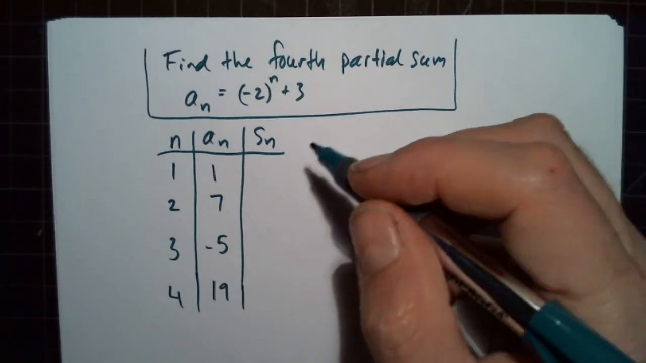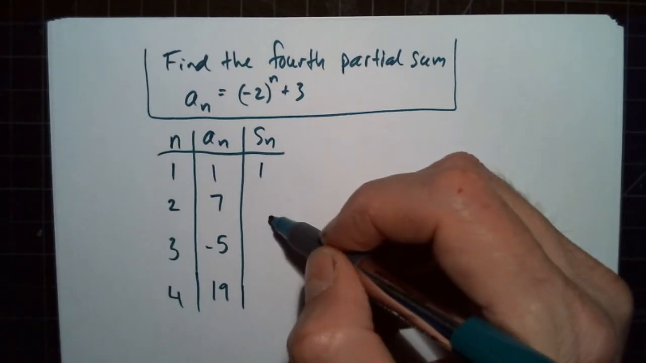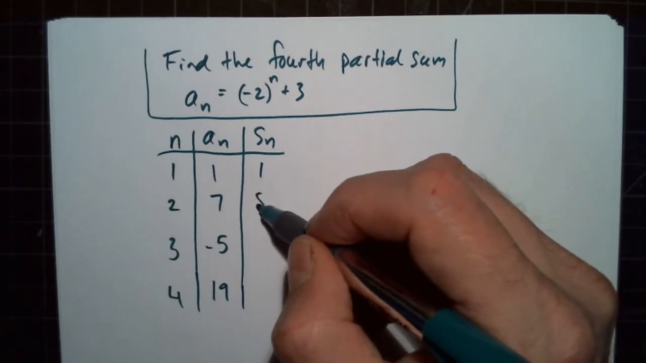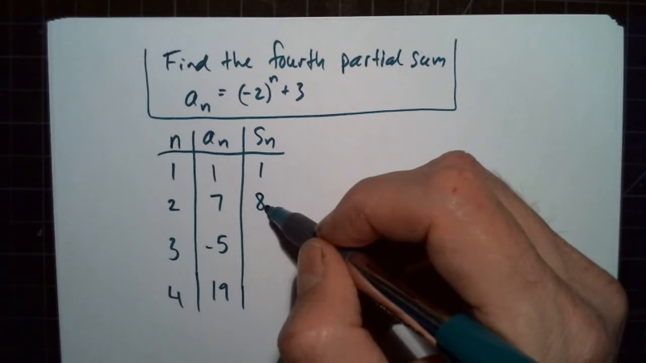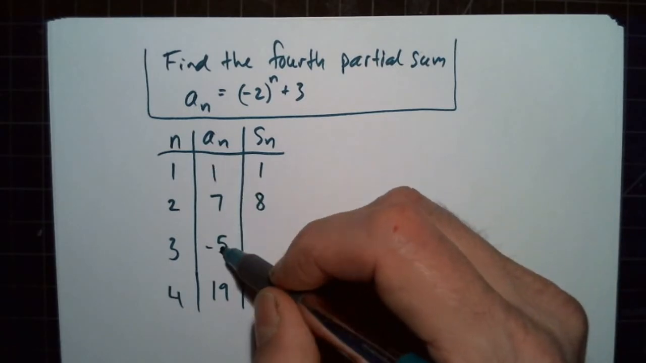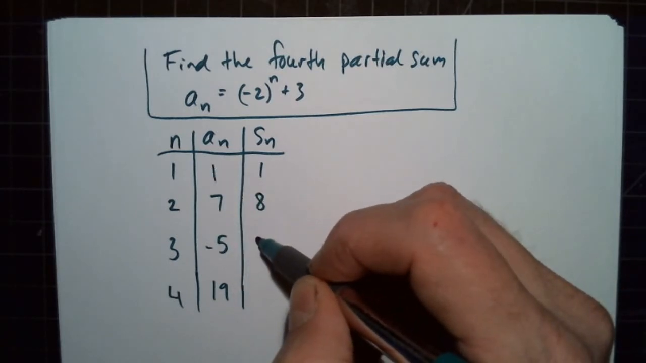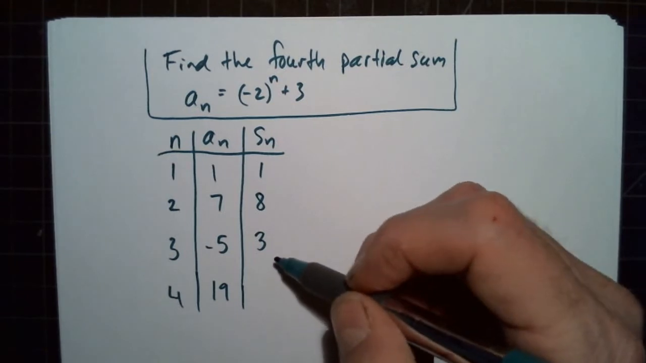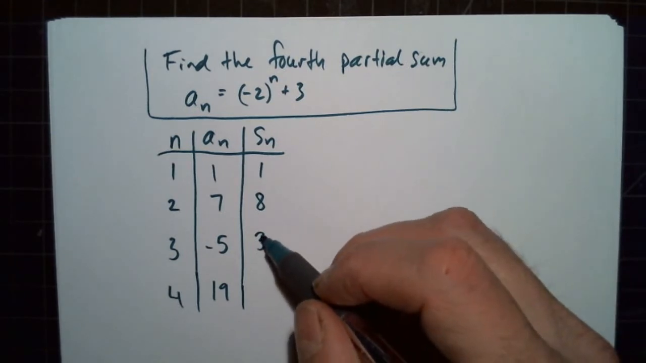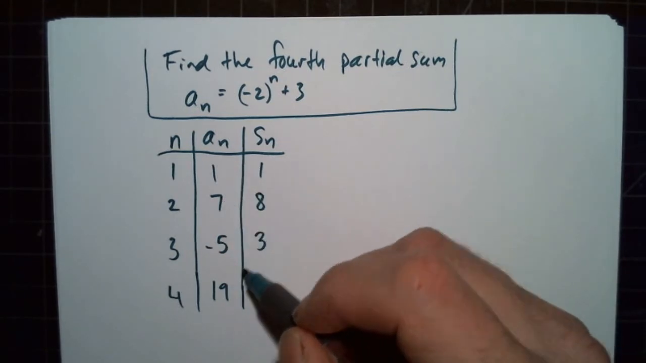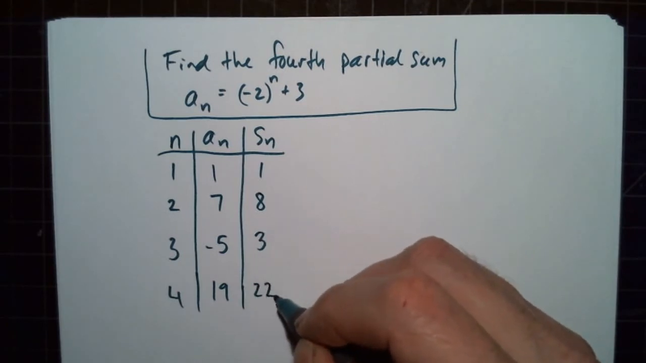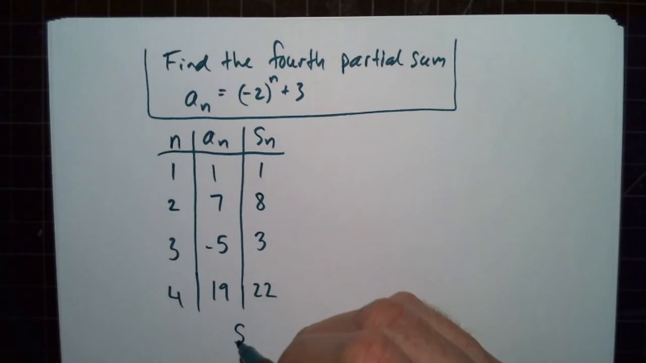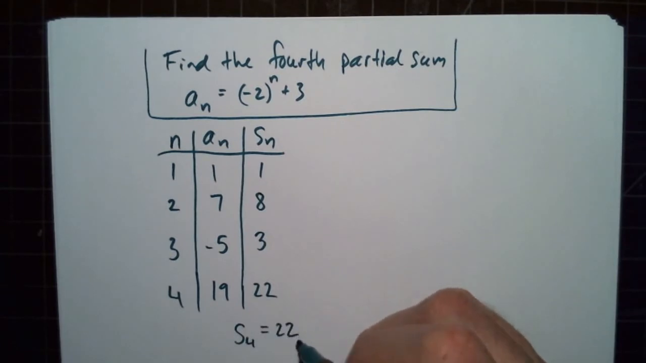And now we just add them up. The first partial sum is 1. The second partial sum is 1 plus 7. If we add all three of these, we'll have the third partial sum. And if we add all four of them, or just 19 plus 3 is 22. That's the fourth partial sum. And we could say that S4 equals 22.